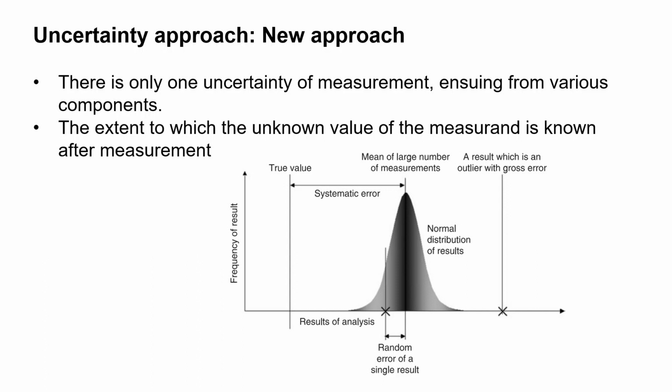You can see here that these random errors can be easily distinguished if you have different measurement results after repeated experiments. So the normal distribution of results has some difference, and that difference can be attributed to different random errors. We have discussed those random errors in previous slides.